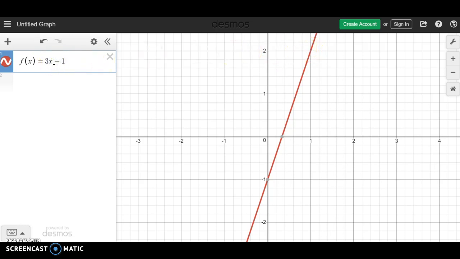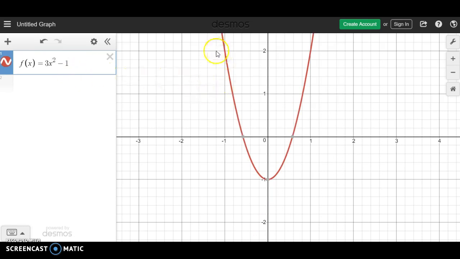In general, polynomials are combinations of powers of x and coefficients. Something like 3x squared minus 1 gives me a shape that's pretty common and pretty familiar to most of you, I hope, and that's the parabola.